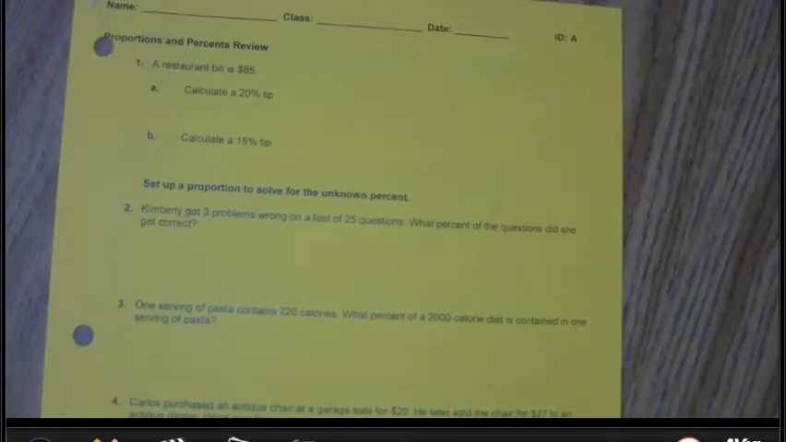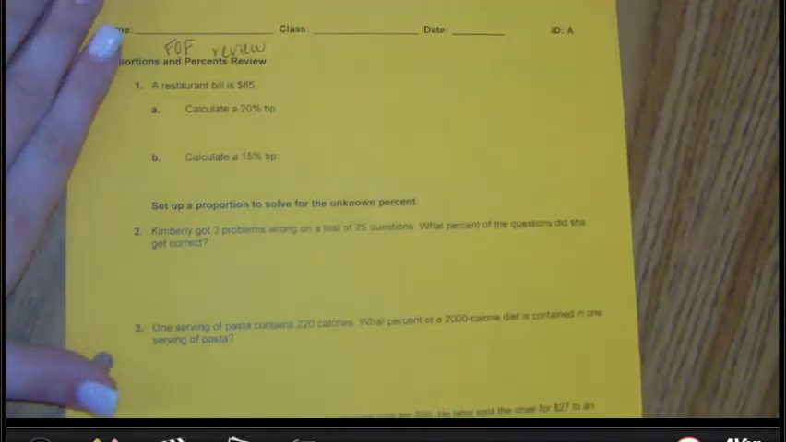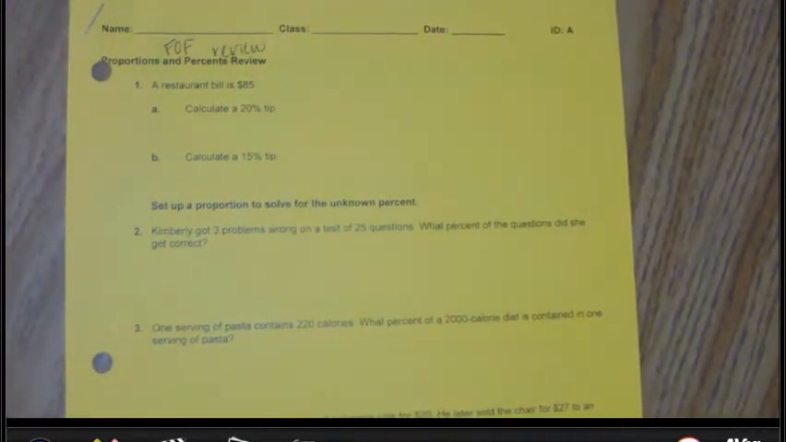All right. If you would please find the page that says proportions and percents review. This is really your focus on finance review. This is everything all at once.